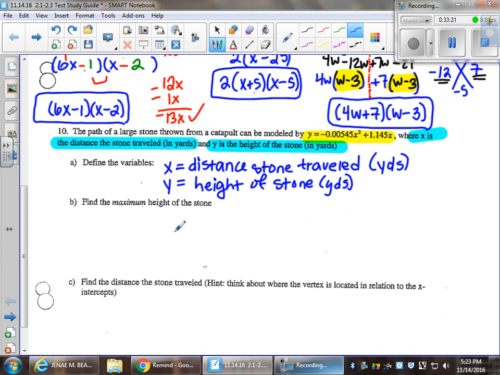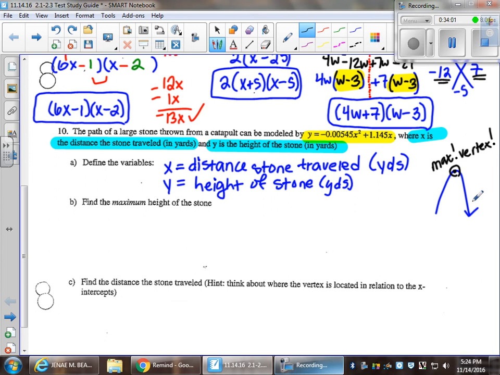The reason why I right away knew that this was a vertex question when I saw maximum is because think about what this sketch looks like. Does this parabola open up or down? Well, I see a is negative, so I know that this opens down. So this is the path of the stone. Where is the maximum height on this graph? Right here. What point on the graph is that? That's my vertex. So when I calculate the vertex, I'm finding the height.